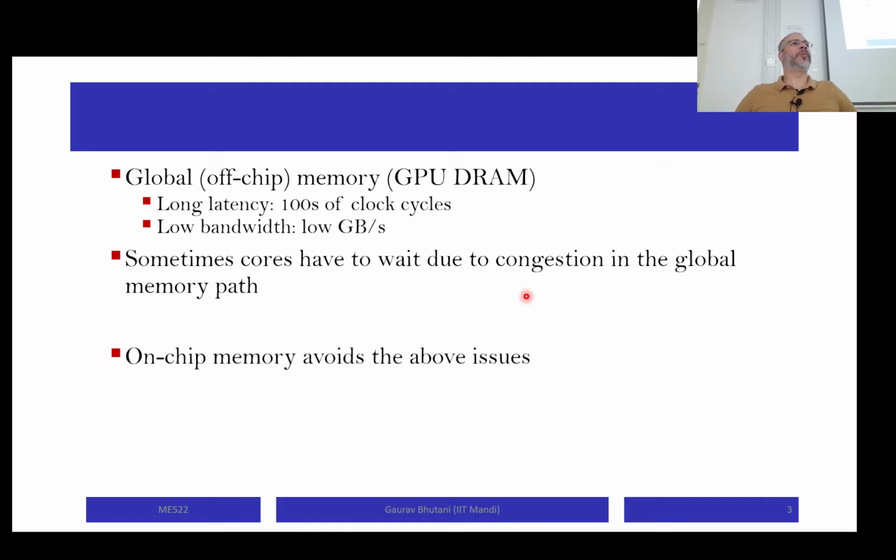So bandwidth is, once the information transfer has started, the rate at which the information can transfer is also limited. It's like if you have a water pipe, how large is the diameter of the pipe? So that's your bandwidth. If you have a smaller diameter, a small amount of water can flow per unit time. If you have a larger diameter, more water can flow per unit time. So bandwidth is also limited for this global memory.